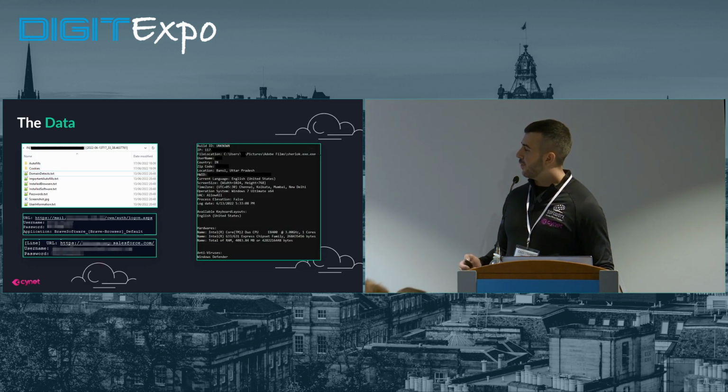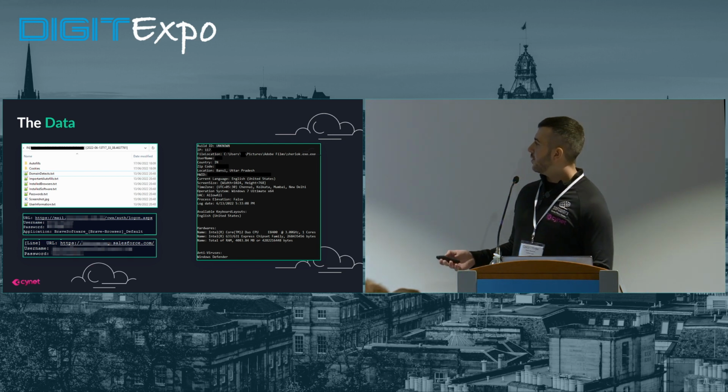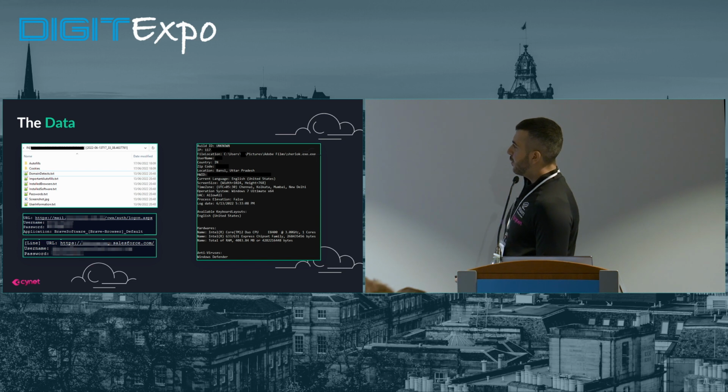This is an example of how the data looks, the data that we are able to collect. As you can see on the right, this is an example of a file that the attacker releases. It contains information about the file location. So this is the info stealer location. It also contains some information about the location of the compromised machine.